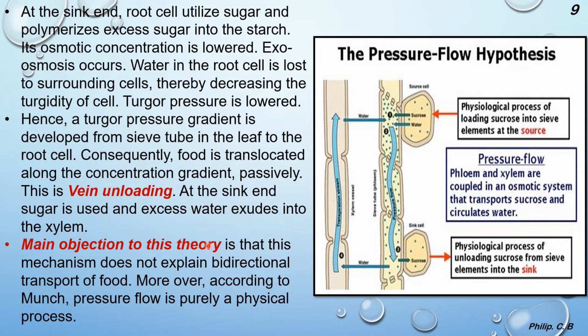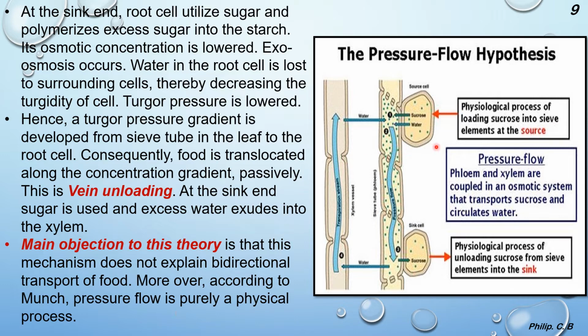Main objection to this theory, so there is certain objection also. What is that? That is, mechanism does not explain bidirectional transport of food. Moreover, according to Munch, pressure flow is purely a physical process. So most important, as we saw in the previous slide, the animation where the phloem region is bidirectional, that is food is moving upward as well as downward. Upward towards the flower, fruit, seeds, etc. Downward towards the stem or the root region, right? But it is not explained.